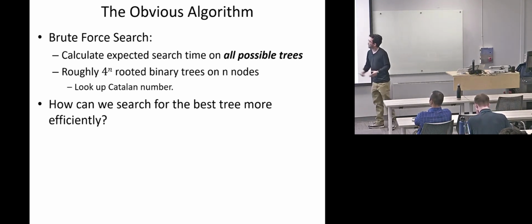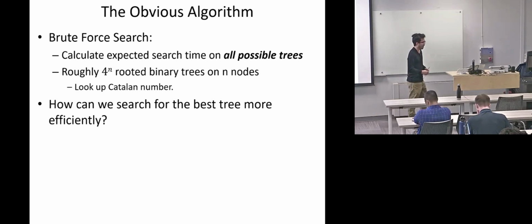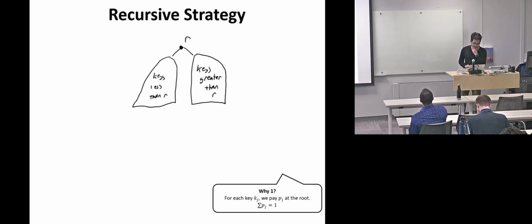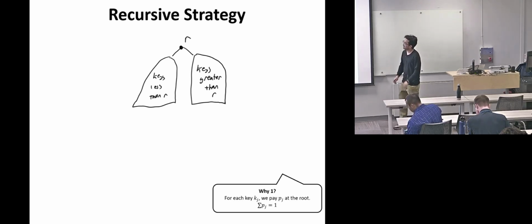But okay. How can we get a better algorithm? Okay. So let's use DP again. And yeah. So tell me what is a recursive strategy?